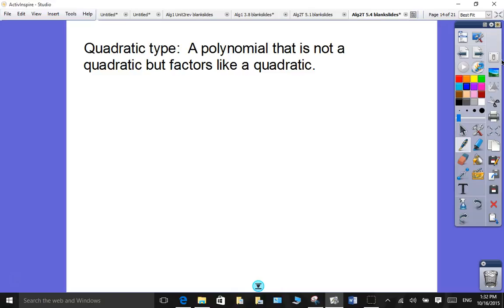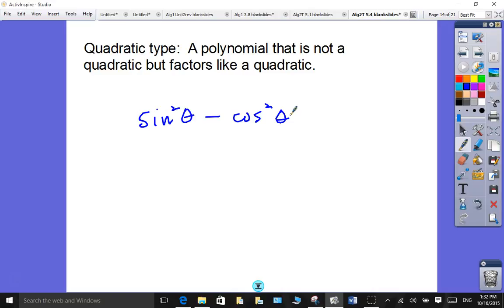Logarithms, exponentials, trig functions, they'll do it. I mean, here would be an example of a trig function. Sine squared minus cosine squared. I mean, that actually is a quadratic. But you have to still recognize the pattern. That's a difference of squares. It's one thing squared minus another thing squared.